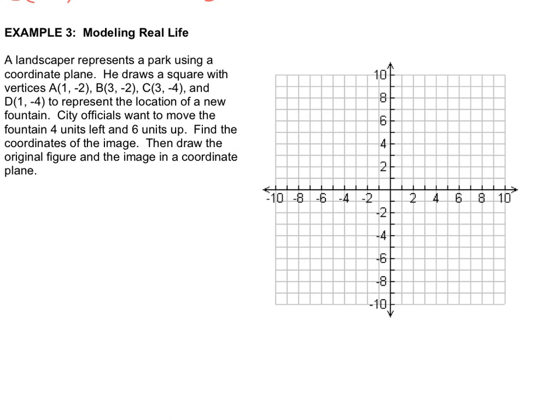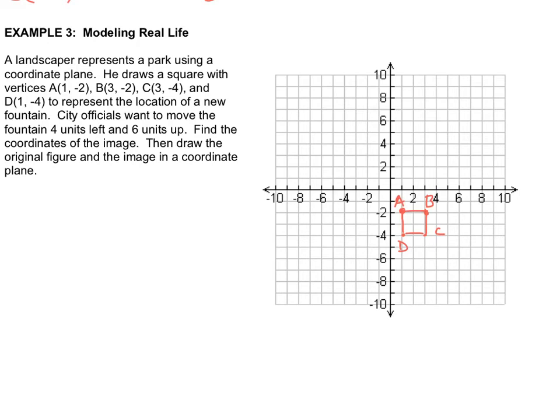For our last example, got a lot of words here, but again, if we pick through the words, it can help us figure out what we need to do. A landscaper represents a park using a coordinate plane, which is what we can see to the right. He draws a square with the vertices A, B, C, and D to represent the location of a new fountain. So let's go ahead and do that first. I want you to pause the video, draw what you think are A, B, C, and D with those coordinates, and then when you have that done, turn it back on and we'll keep continuing.